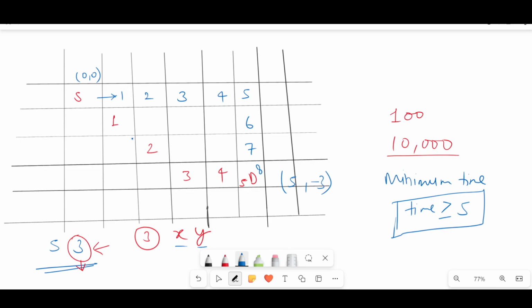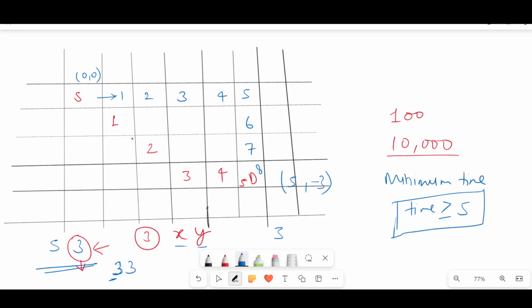So here y will become final. Initially y is 0, I will add 3, so y will become 3, and x is also 3. After traveling 3 units of time diagonally, my x and y have become 3 and 3. One of them will become equal to the final coordinates x and y, and the other will not be equal, and that I will calculate.